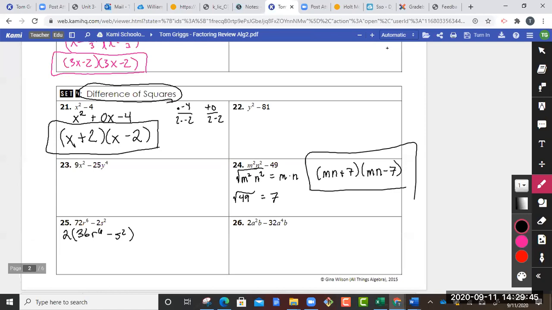So this problem, when we take the square root of the first term, which is 36 r to the 6th, that ends up being 6 r to the 3rd. And when you take the square root of s squared, that ends up being s. So your factors are 6r to the 3rd plus s and 6r to the 3rd minus s. Also that 2 that we factored out.